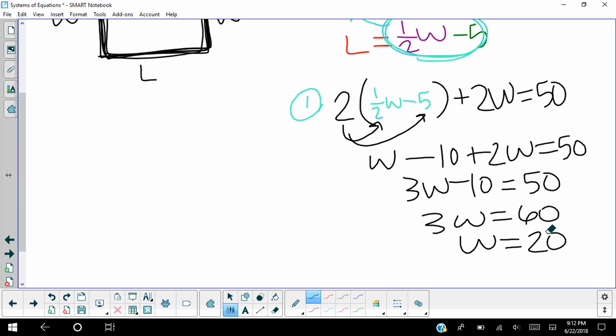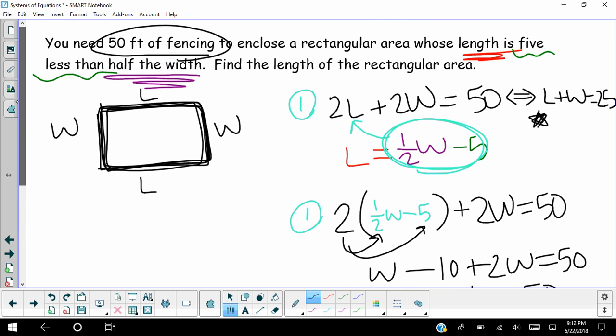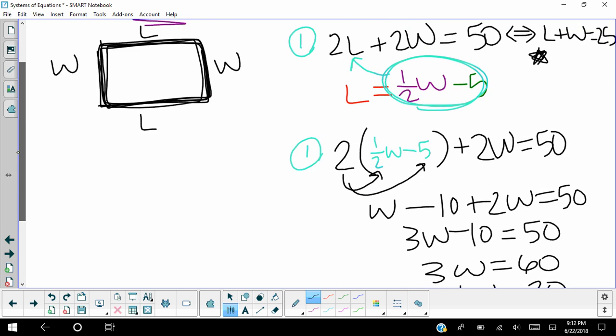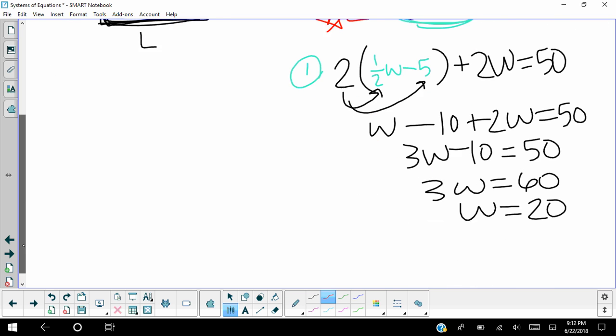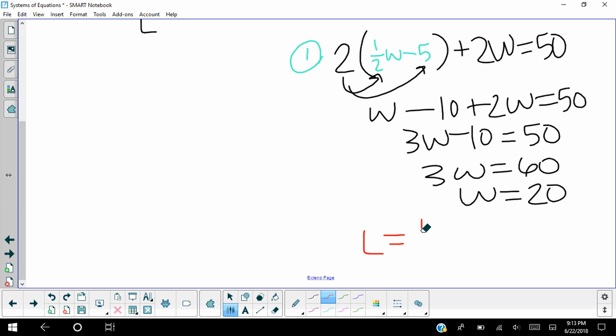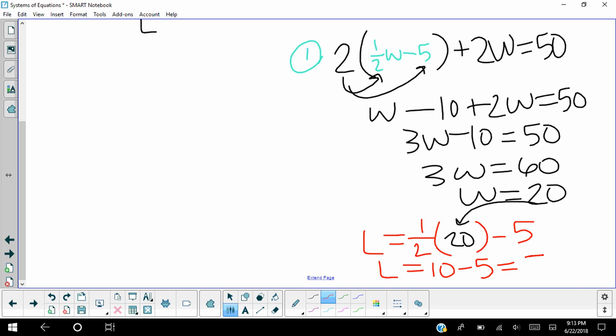Now let's make sure that we answered the question. Find the length of the rectangular area. So now I need to go back to this part about length. So length is 1/2 W minus 5. Length is 1/2 times W minus 5, and I know W now. And then if I clean that up, 1/2 of 20 is 10. 10 minus 5 is 5. They wanted the length, which is 5 feet.